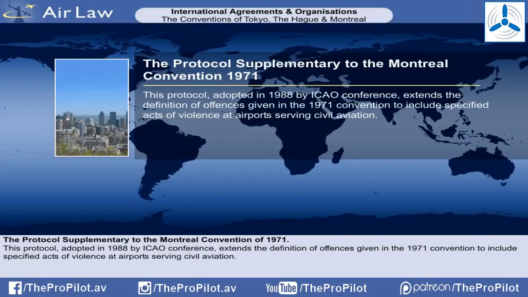The protocol supplementary to the Montreal Convention of 1971 was adopted in 1988 by the ICAO Conference and extends the definition of offences given in the 1971 Convention to include specific acts of violence at airports serving the civil aviation community.